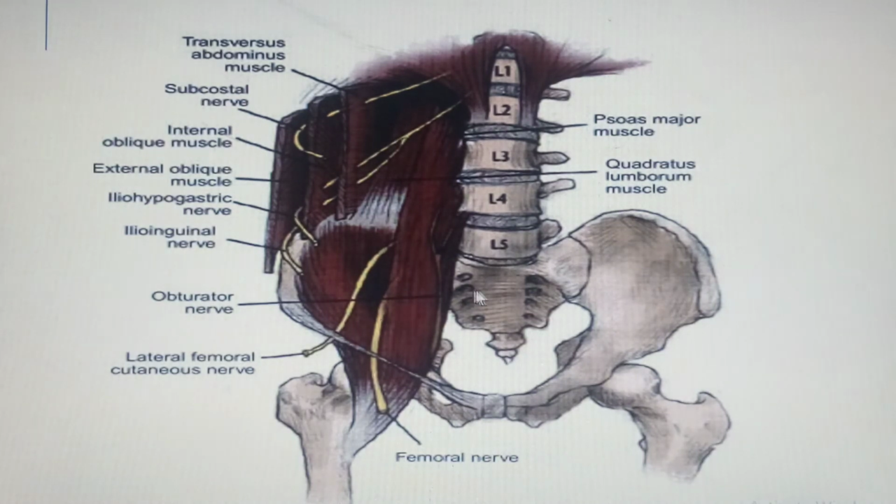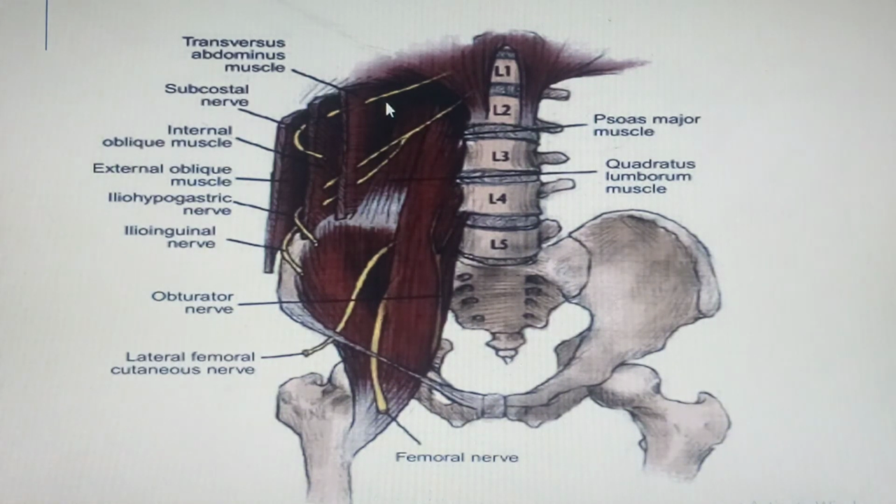Here we are. Here we can see the iliacus muscle, the psoas major muscle running lateral to it. In between the iliacus and psoas major muscle will be the femoral nerve, but running on the medial aspect will be the obturator nerve. Then above this femoral nerve will be the lateral cutaneous nerve of thigh. And then we also have the subcostal nerve.